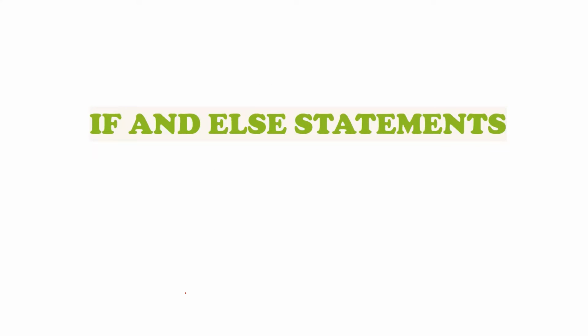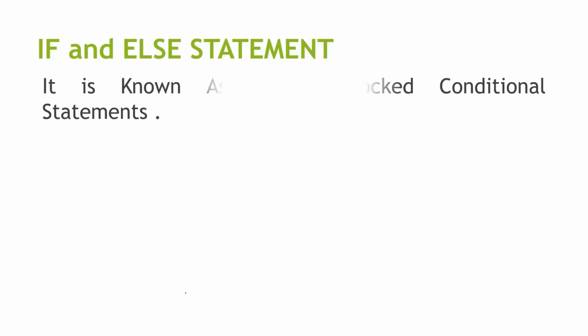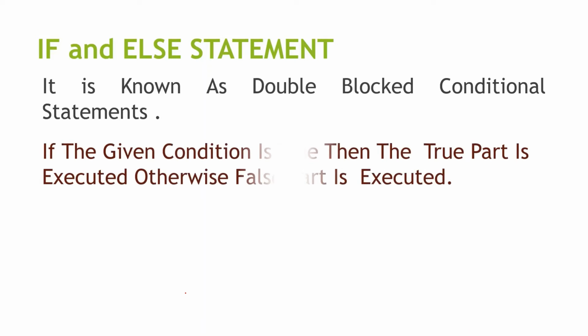Now let's see what the if and else statement is. In the if statement, we saw only the true statement. When the condition is true, that block will be executed. When the condition is false, that block won't be executed, nothing will be executed, and it simply goes after that if block. Here, if the condition is true, then the true part, which is the if block, is executed. Otherwise, we have the else block, which is our false part, that will be executed.